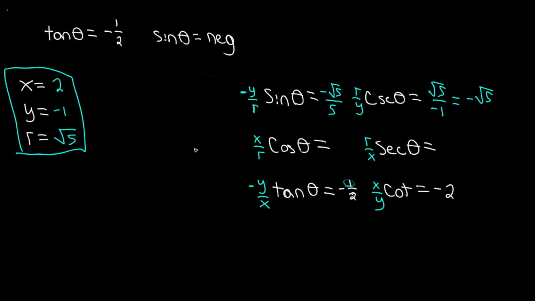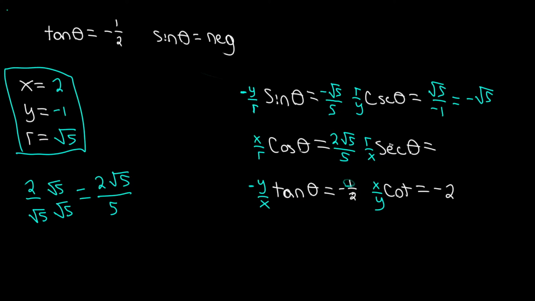Cosine is x over r, so 2 over the square root of 5. We have to multiply the top and the bottom by the square root of 5, and we end up with 2 times the square root of 5 over square root of 5 times square root of 5. Square roots cancel, we're just left with 5. So we have 2 times the square root of 5 over 5.